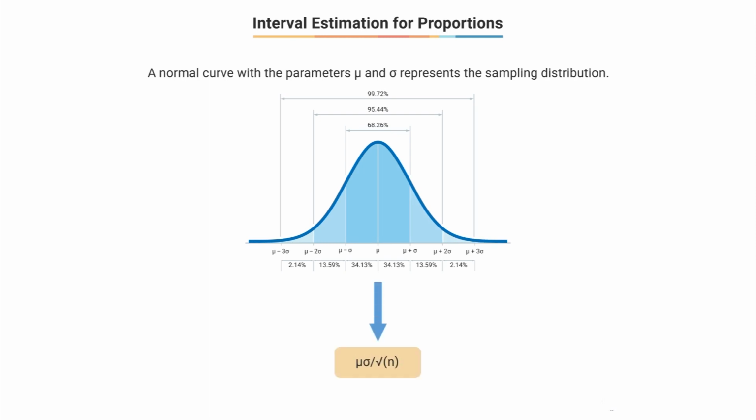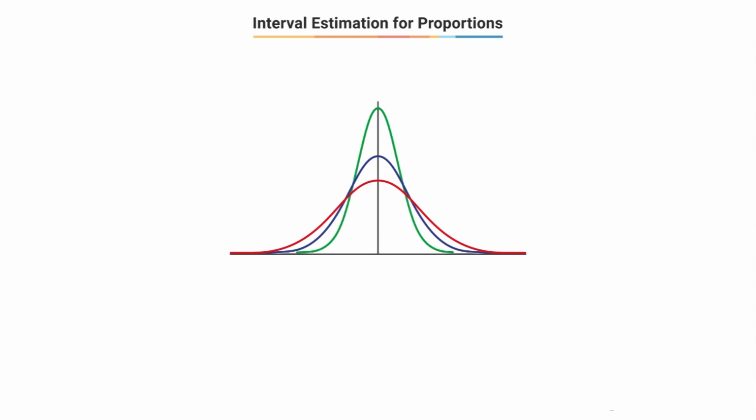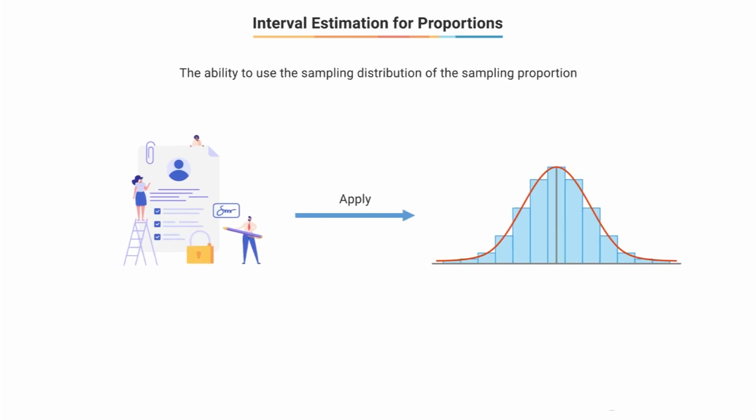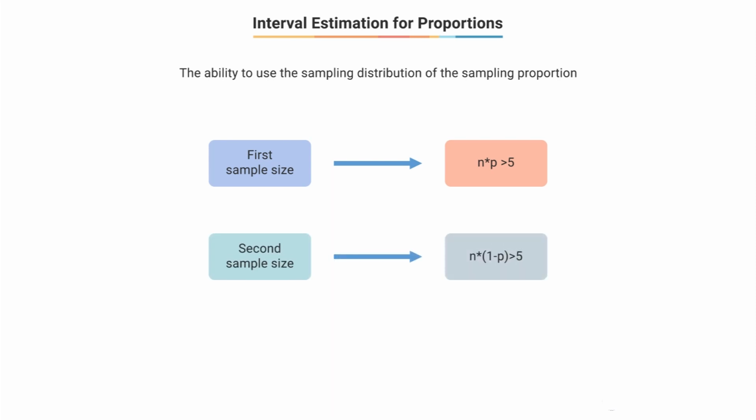In our example, since we want to find the interval estimate for the population proportion, if you recall the condition of approximating the sampling distribution of sample means, it was that the sample size should be greater than 30. Similarly, we have a condition for being able to apply the sampling distribution of sample proportion. The condition is that first, the sample size n times the population proportion p should be greater than 5. And second, the sample size n times 1 minus population proportion p should be greater than 5. So let's see if these conditions are satisfied.